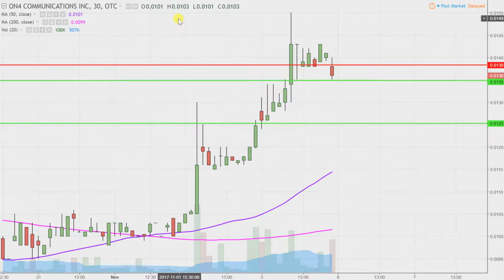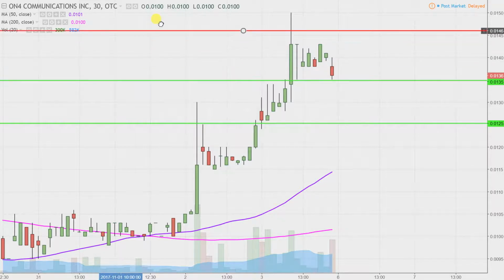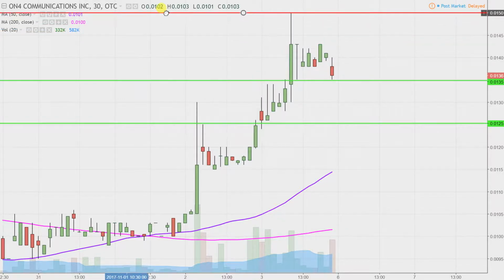Now, what about areas of resistance? Really, there's two levels that stand out. The first one is the fun one, that I like to call it. Why is it the fun one? Well, I will be the first to admit that talking about testing previous highs and breaking new highs, it is very fun to talk about that, and that is where 0.015 is at.